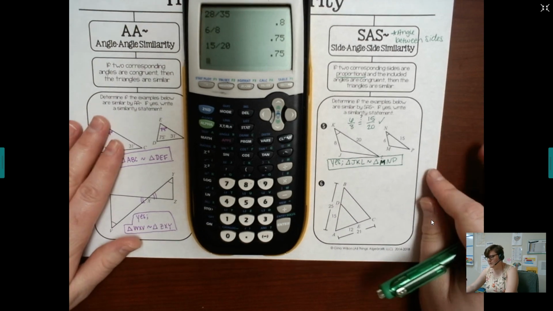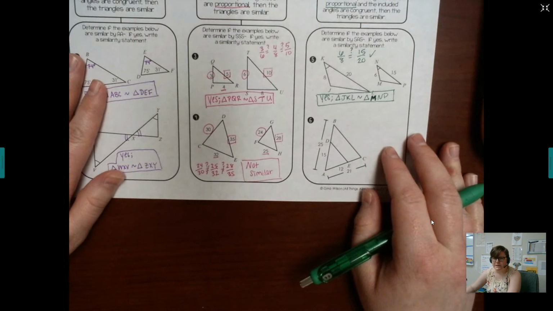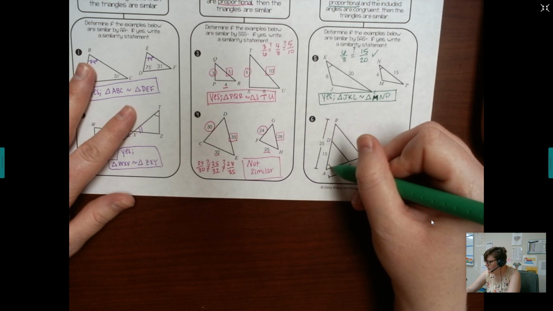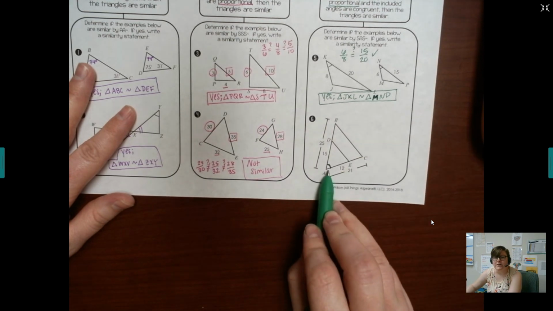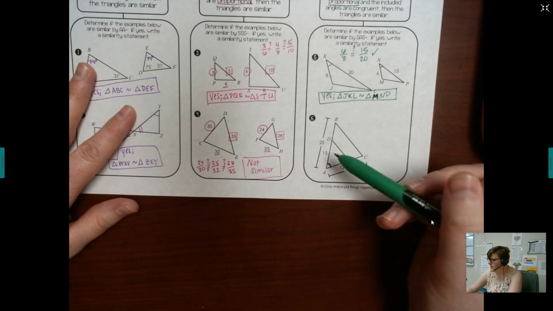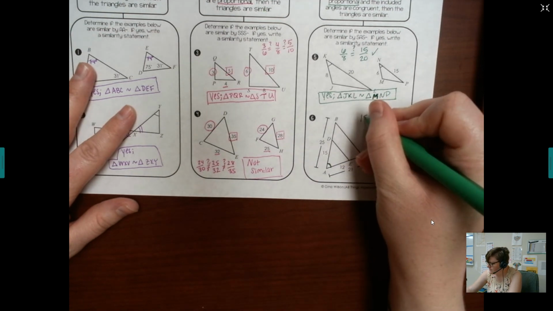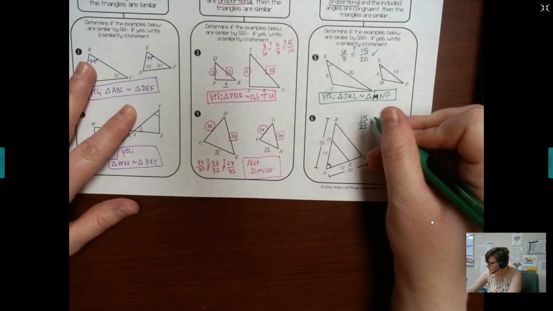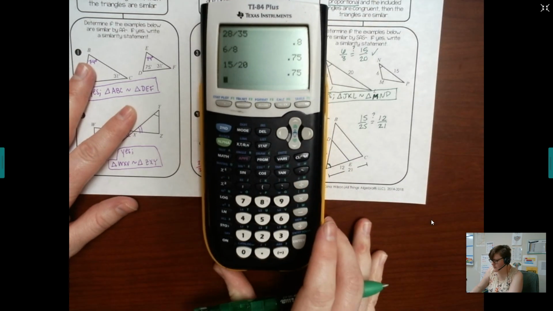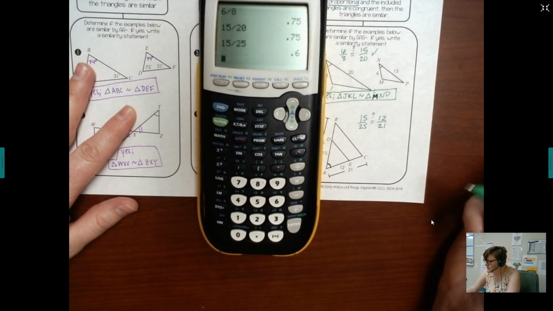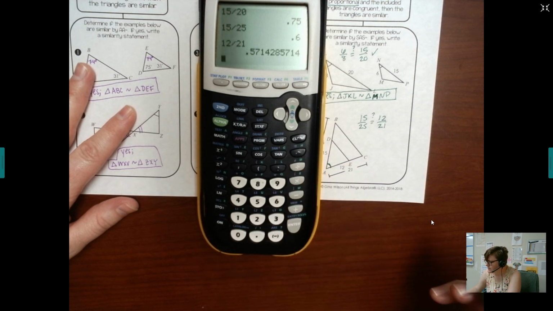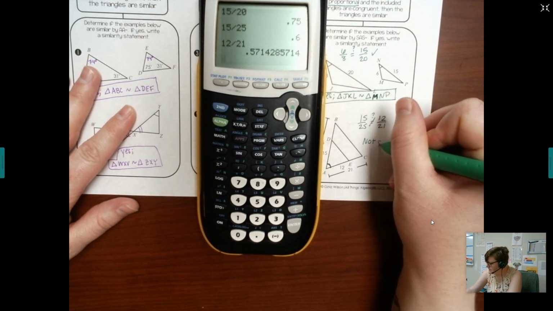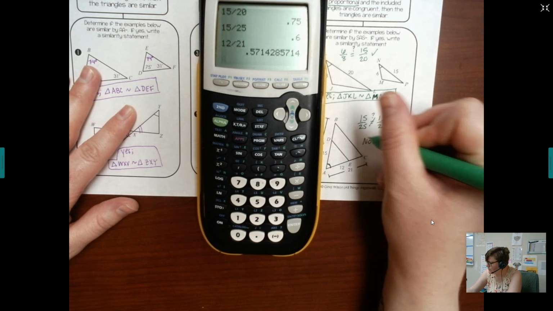All right, one last problem to work through down here at the bottom. So this time we're comparing our smaller triangle, and we know we've got our congruent angle because they share the same angle. So we want to see if 15 over 25 and 12 over 21, are those equal? So 15 over 25 is 0.6. 12 over 21 is not. So they are not equal, which means they are not similar. We do not have proportional sides here.